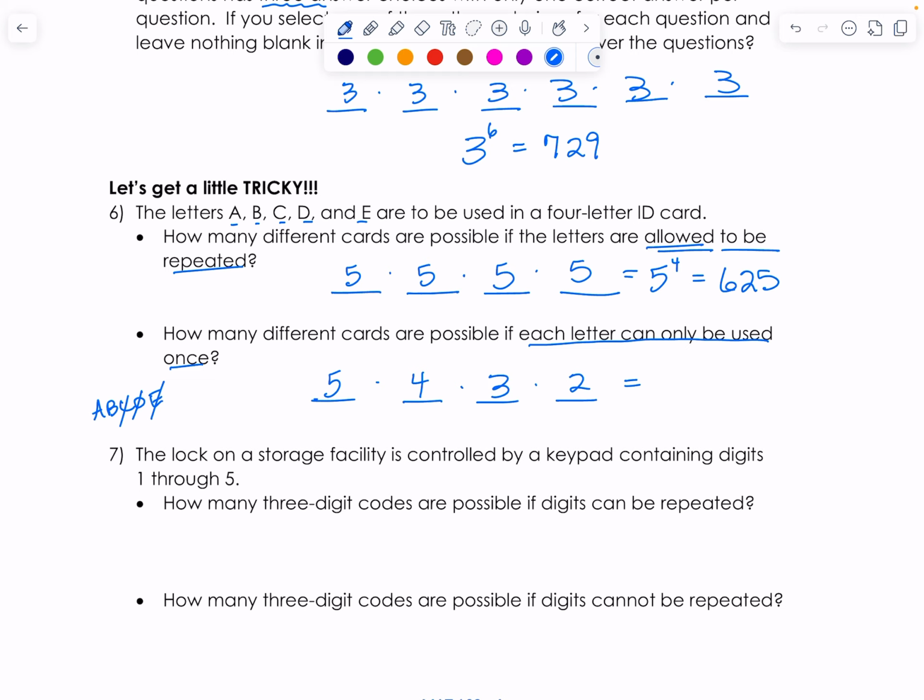So that is going to be 5 times 4. That's 20. And 3 times 2, that's 6. 20 times 6. So we've got 120 choices. So notice when you don't have repeats, it definitely limits how many you can use.